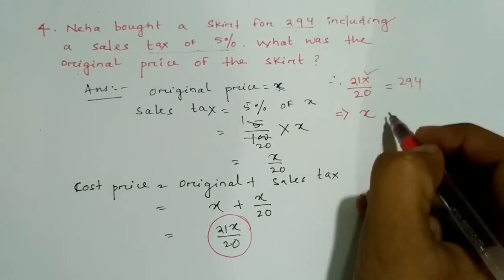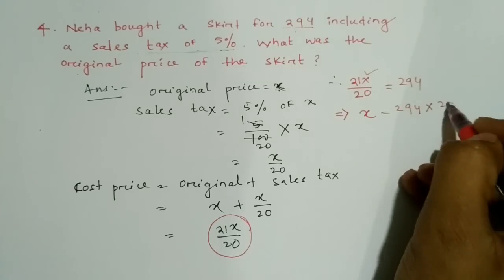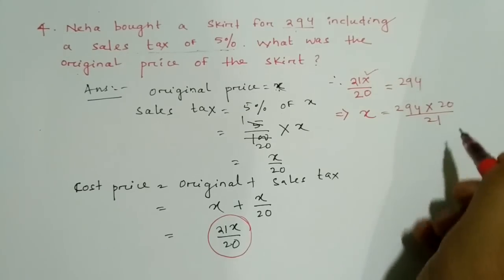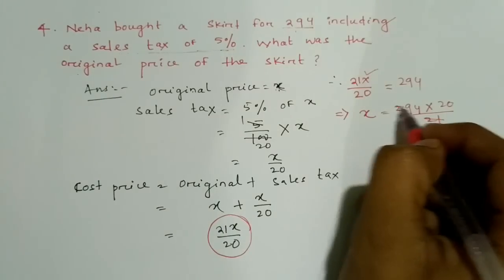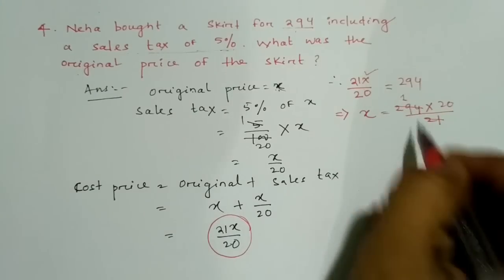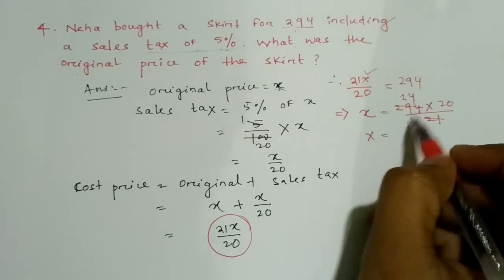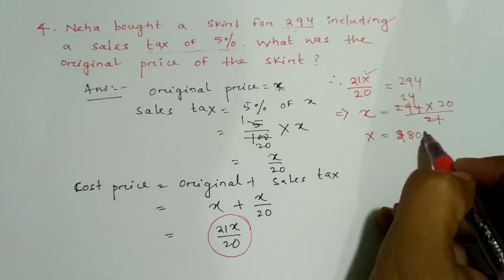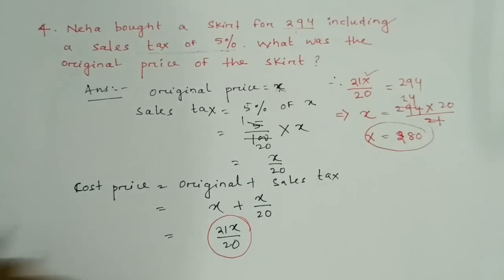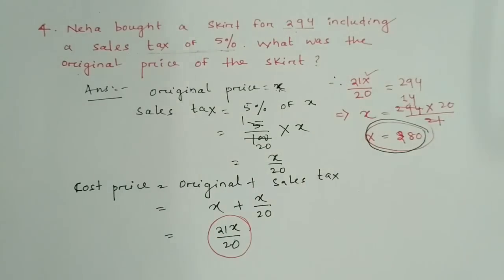So the value of x will be 294 into 20 divided by 21. If I cancel it out, 21 1 is 21, 84, 21 4 is 84. So the value of x will be 14 into 20, that is 280 rupees. Means the original price of the skirt is 280 rupees. This is the answer.